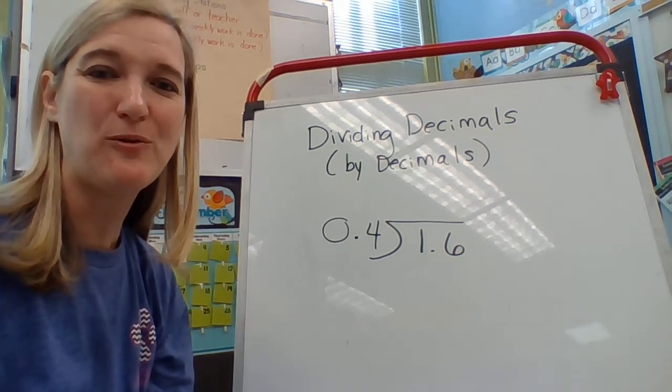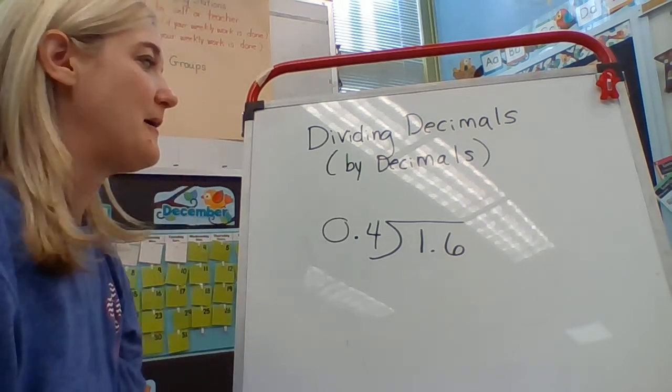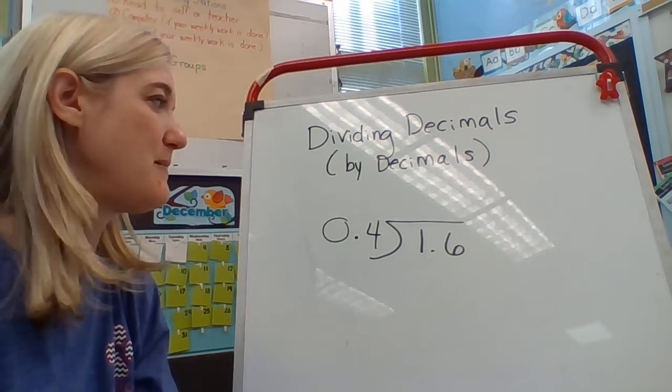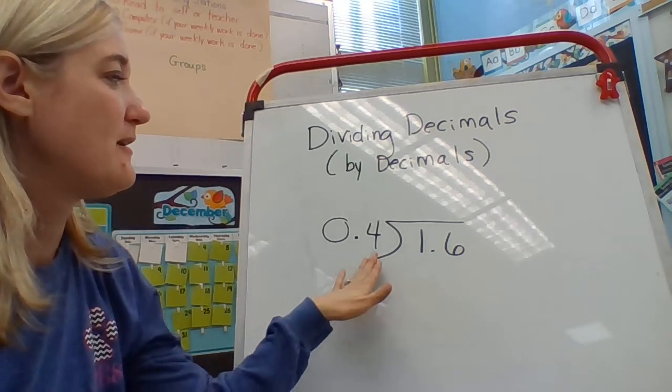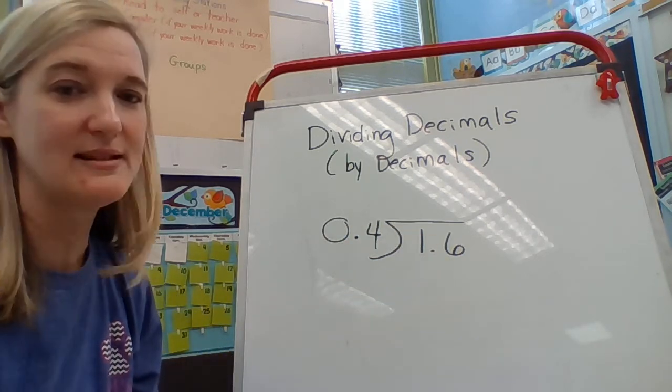Hi friends, I wanted to make one more quick video about dividing decimals by decimals. And I'm making this because I think a few of our friends forgot about moving our decimal place value. So right here we have 0 and 4/10, and we're dividing that into 1 and 6/10.